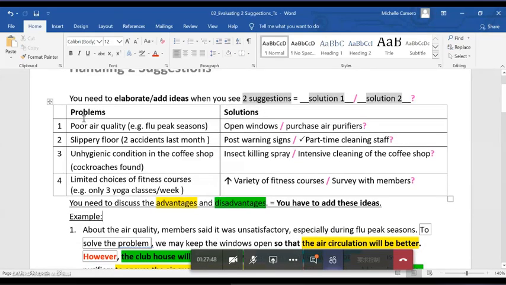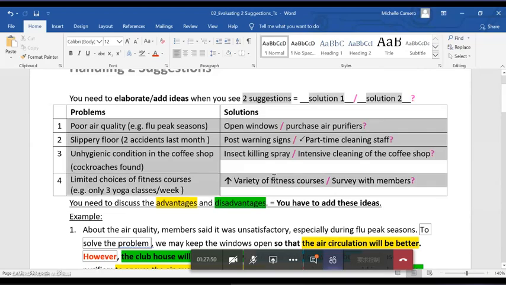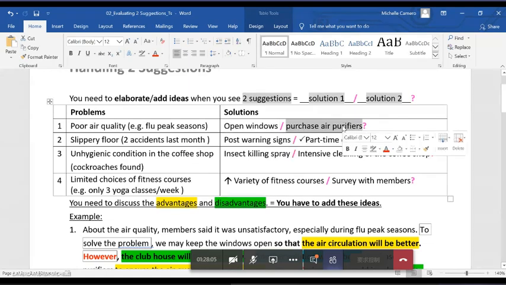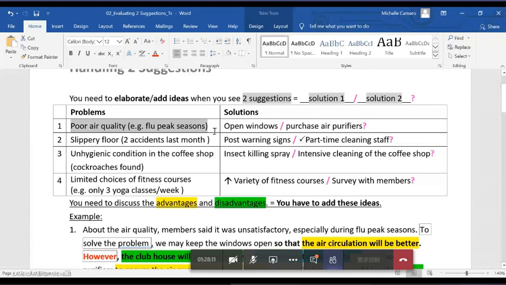Here are some example problems and solutions. The first problem is poor air quality. More information about it is flu peak season. The two solutions to fix this problem of poor air quality are open windows or purchase air purifiers. Remember, you must discuss the advantage and disadvantage of each. These ideas are just point form, not full sentences. What would they look like in a full paragraph?